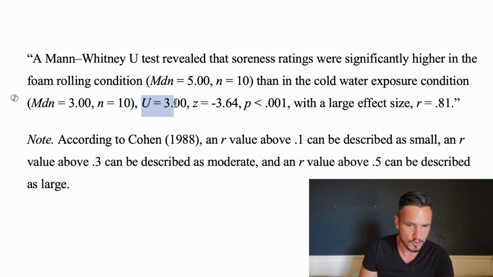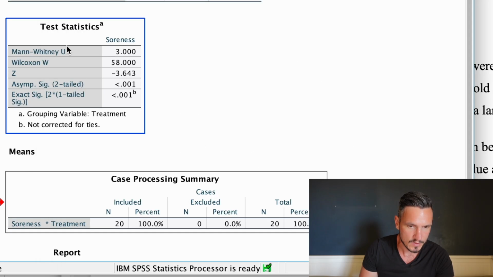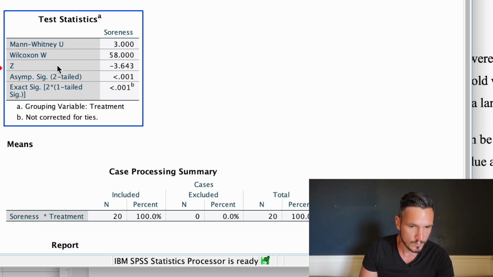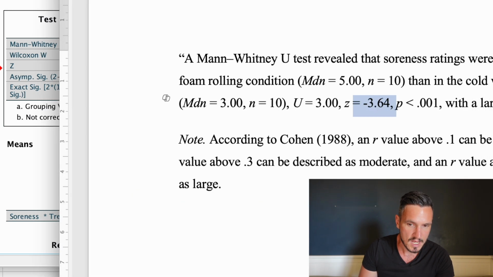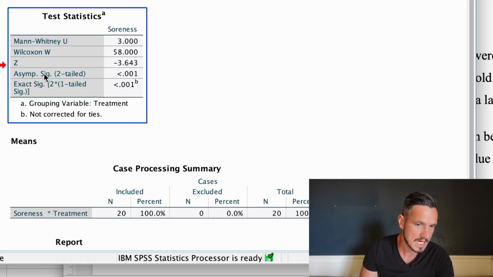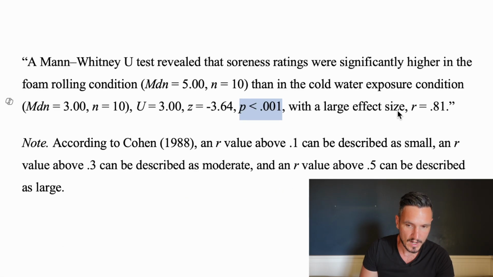Next, I've reported this U value of 3, and that's coming from this test statistics table and from this Mann Whitney U row, where we have a value of 3. We also have a Z value of negative 3.64. That's coming from the same table, but from the Z row, where I've just rounded this value here to 2 decimal places. And we have a p-value, as we saw before, of less than 0.001, and that's coming from this asymp sig two-tailed row.